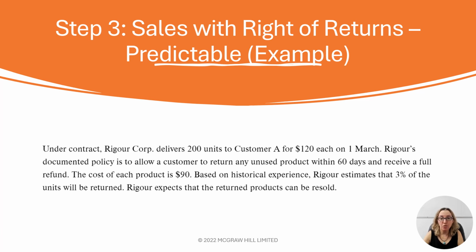So I did say I wanted to go through some examples. We're going to look at one where there's a sale with a right of return, and it is predictable. Under the contract, this company delivers 200 units to customer A for $120 each on March 1st. Rigor's documented policy is to allow a customer to return any unused product within 60 days and receive a full refund. The cost of each product is $90. Based on historical experience, Rigor estimates that 3% of the units will be returned, and they expect the returned products can be resold. In other words, it's not that they think the products are going to be broken, it's just that the person did not like them, and so they can resell them.